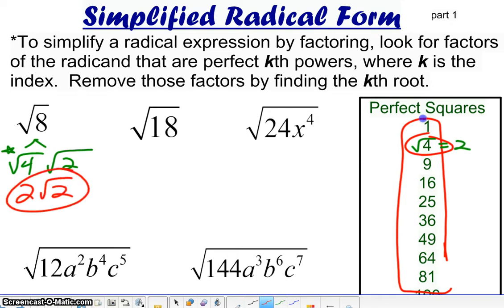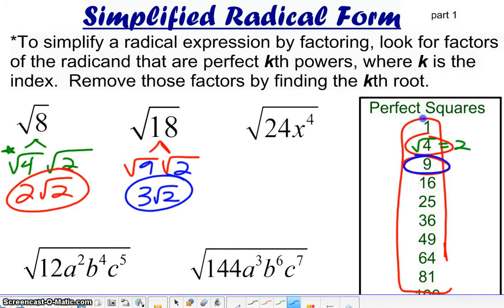And that is called simplified radical form. Okay, 18. If you look at your list again, what is a perfect square that goes into 18? The only thing on the list that I can see here is a 9. 9 would go in the first one, and 9 times 2 multiplies together to give you 18, which leaves you with an answer of 3 radical 2, in simplified radical form.